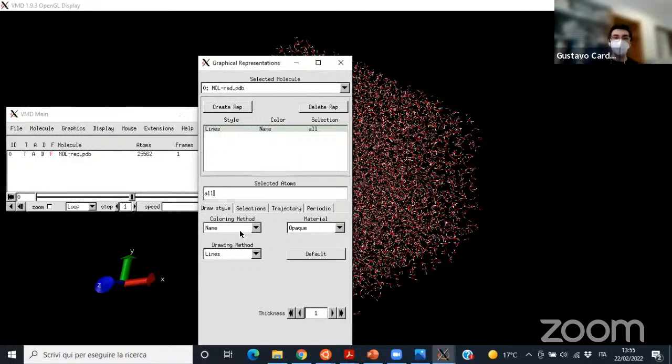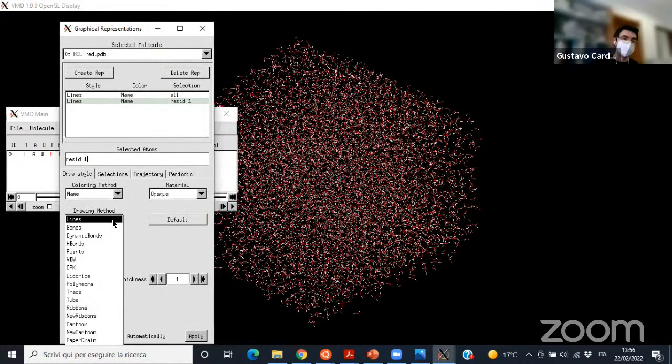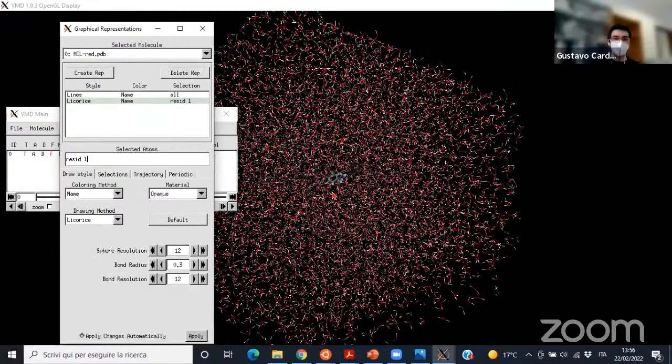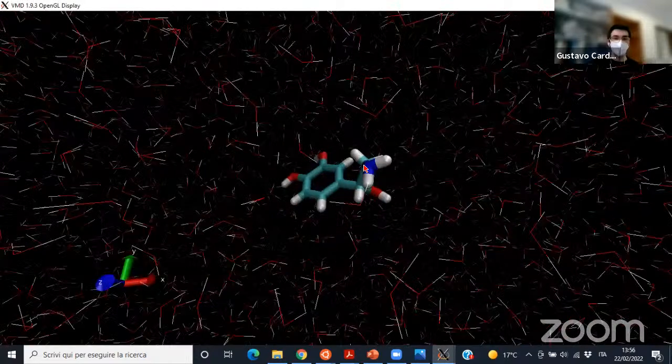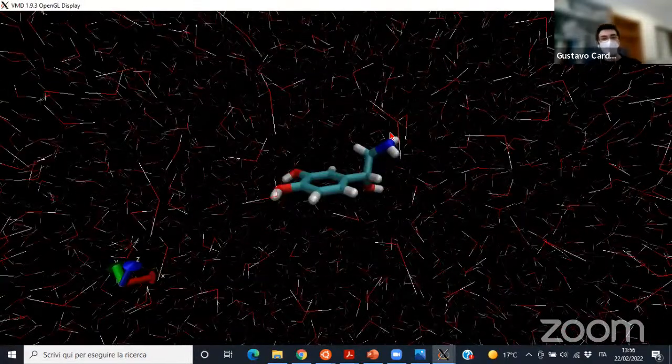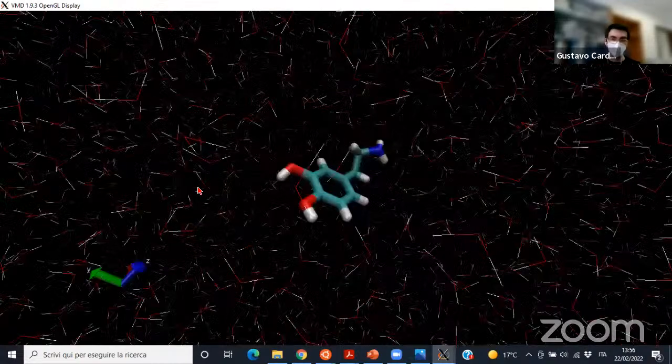So this upwards. Let's create a new representation here. Then let's call it resid 1, because the residue we're interested in is going to be the first residue. Enter. And let us give it a different drawing method. Let's call it licorice, and you can see that it has emerged there. So this is our guy. You probably recognize it because it's him, noradrenaline.